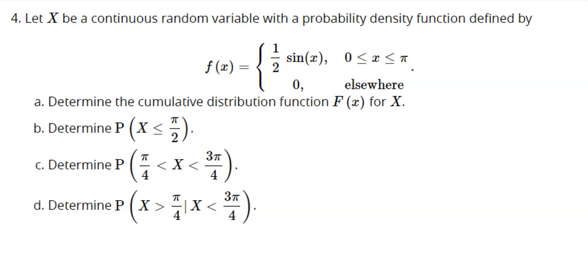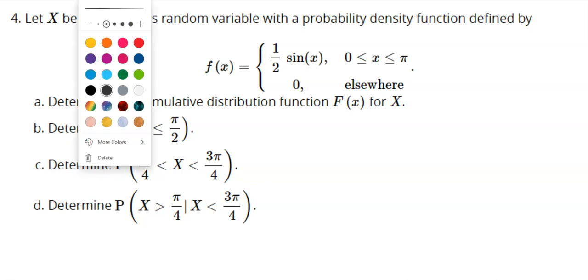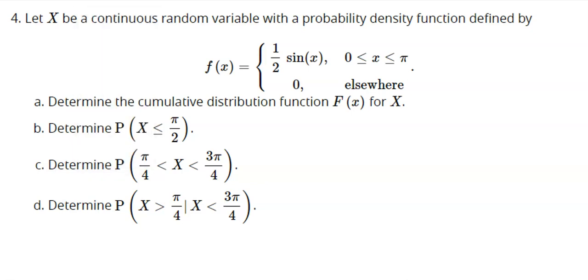How do I do this? Well, first thing I do is say, what does a cumulative distribution function look like? At the moment this is a piecewise function with two sections, right? It's defined to be a half sine x between 0 and pi and 0 everywhere else.